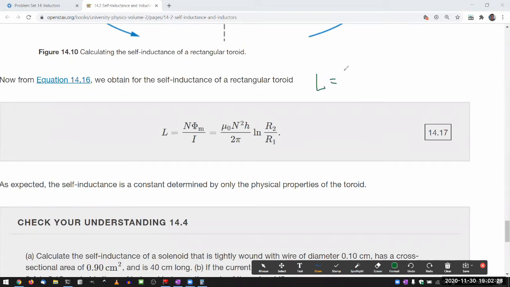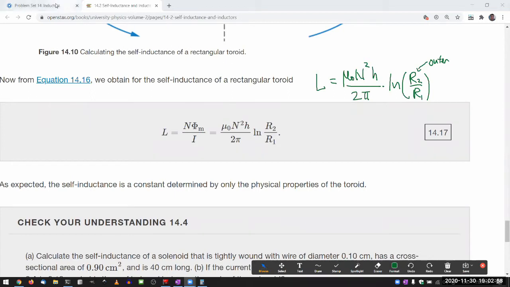Inductance is given by mu naught times number of turns squared times the height of the toroid divided by 2 pi. It comes from somewhere, probably the circumference of the toroid, times the natural log of the ratio of the radii. And since this should be a positive number, I'm going to guess this is the outer radius, without looking at the actual picture up there.